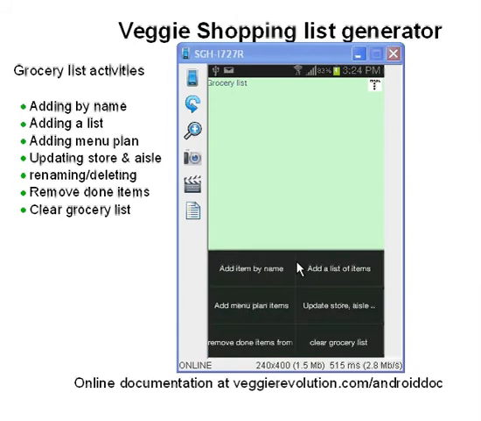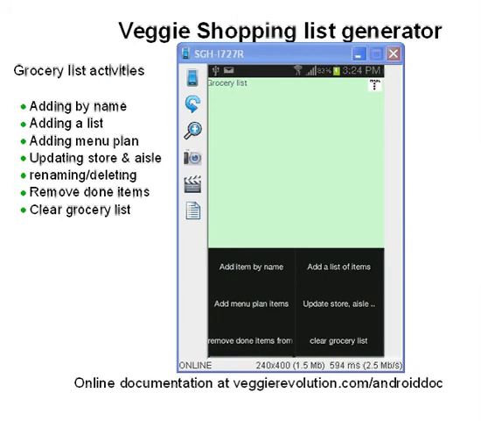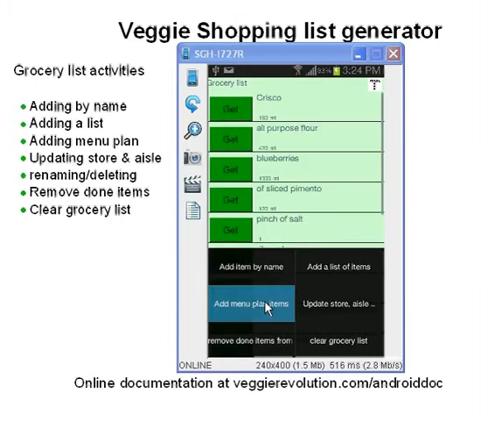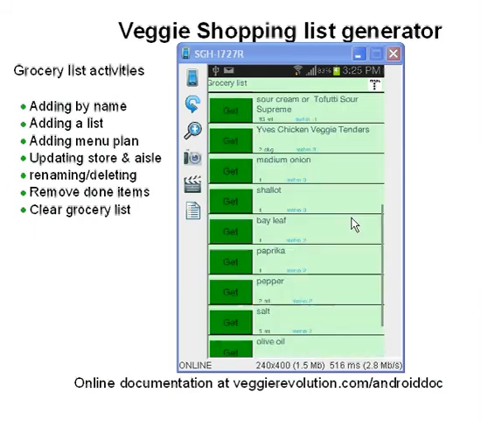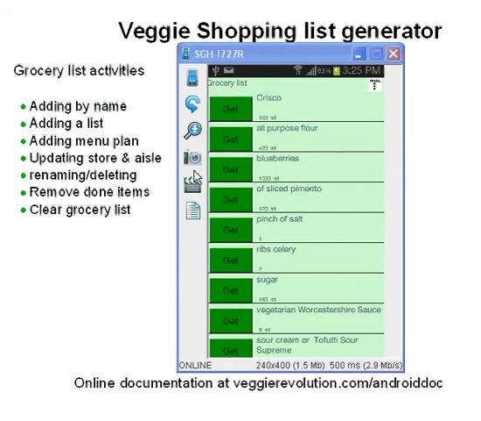So the first thing I will do is, using the menu plan, I selected the menu, and I will add item by name. No, sorry, I will add the menu plan item first. And here I had the well-established menu plan, and it came out with this set of recipes. And you'll notice in there that some have the store and aisle number, and some don't. So I will correct that later on.